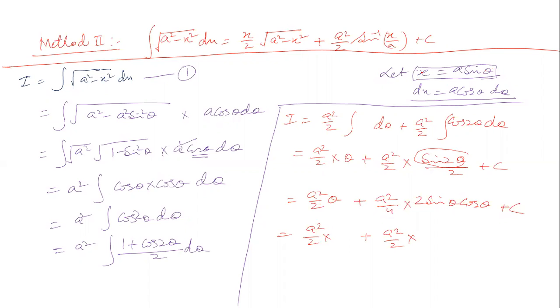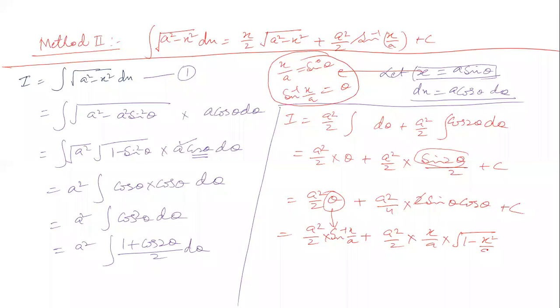Now in a square upon 2 theta, we can substitute the value of theta from here. From x upon a equals sine theta, we can find out the value of theta, that is theta equals sine inverse x upon a. Substitute the value of theta over here. This will cancel out, 2 upon 4 is 1 upon 2, so a square upon 2 sine theta is x upon a, and using the identity of cos theta, that is square root of 1 minus sine square theta, and sine theta is x upon a.